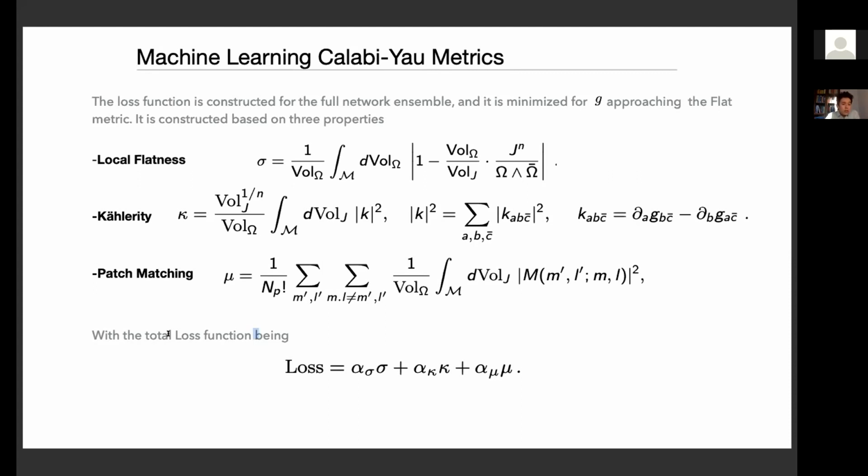So the total loss function is a weighted sum of these three losses. So basically here, this alpha sigma, alpha kappa, and alpha mu are parameters that are suitably chosen such that all the three different losses are adequately minimized.